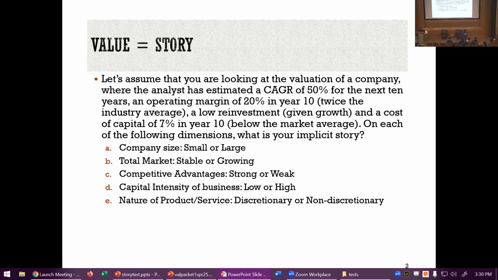So here's what I'd like you to do. I'm going to show you a discounted cash flow valuation, which is all numbers, and I want you to reverse engineer the story I'm telling from the numbers. So here's what I have in my spreadsheet. I have a 50% compounded annual growth rate in revenues for the next 10 years. File that away, compounded annual growth rate, 50% a year.